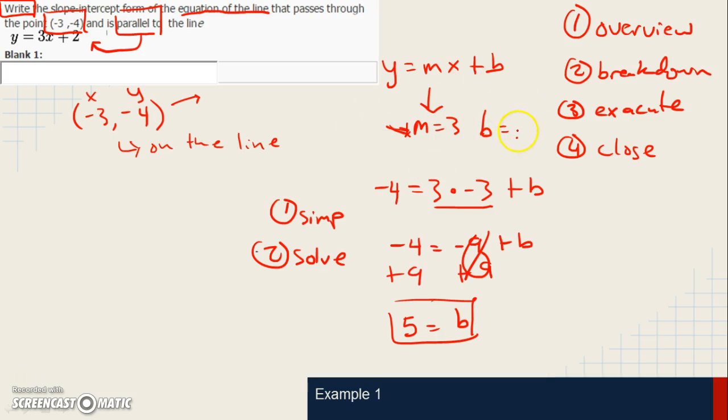And now the fourth part is just to close it out. So we've got all the information we need. Now we just need to type it in correctly. So y equals, our slope is 3 times x plus 5, our y-intercept. And we're good. So let's move on to example number 2.